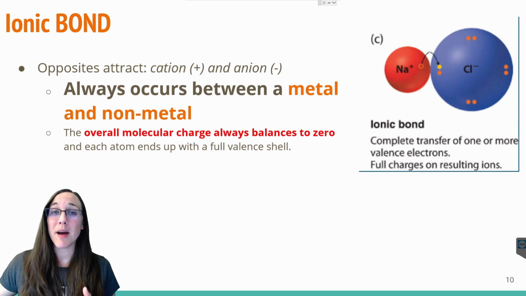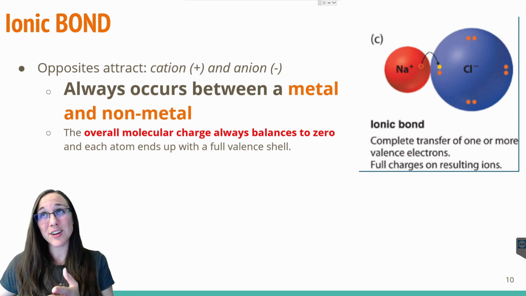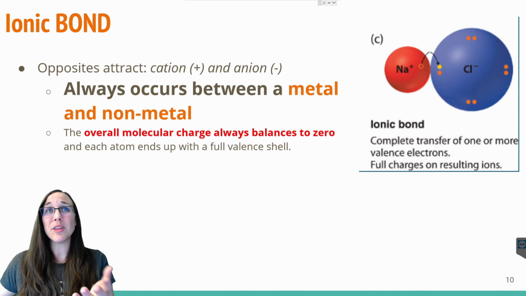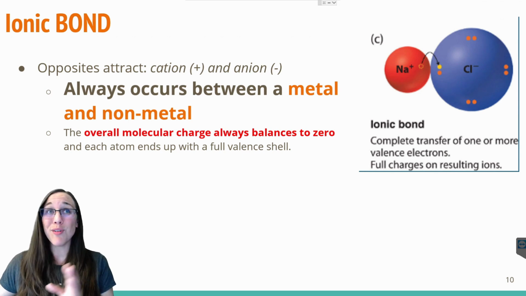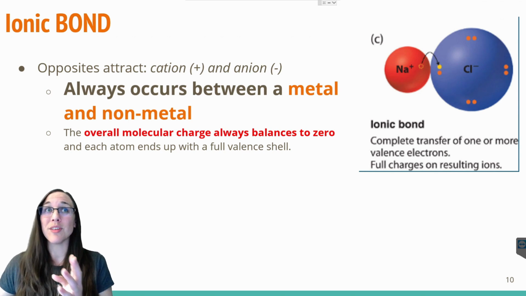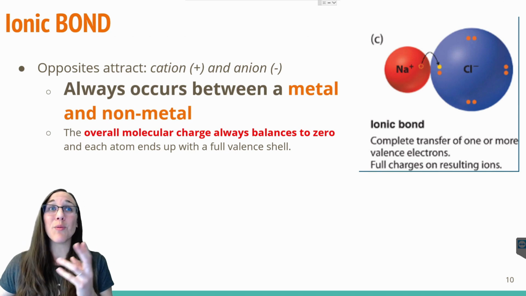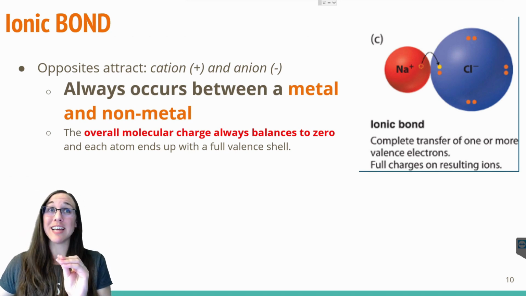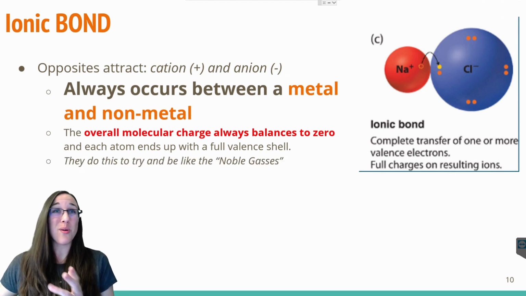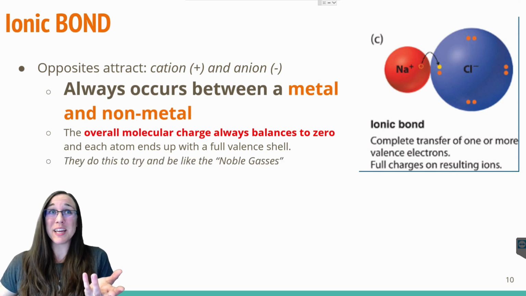The other thing to keep in mind here is that an ionic bond occurs in order to neutralize the charge. Effectively, when you put the +1 and the -1 together, they cancel out to make 0. So the overall molecular charge is always going to balance out to 0. Each atom will end up with that full valence shell from the theft or the giving or the taking. But overall, once they're together, the charge has to be zero. And remember, the whole reason they do that is to just be like the noble gases.